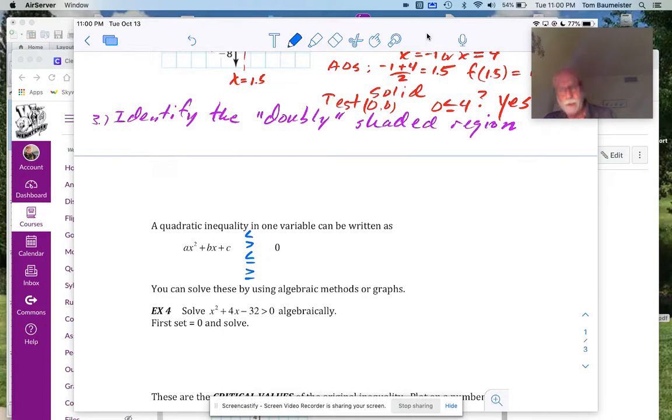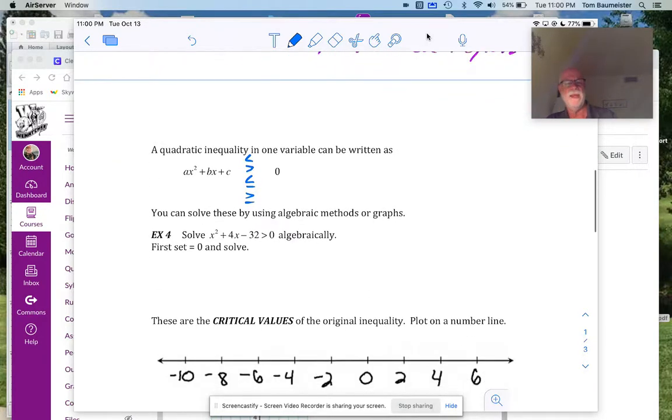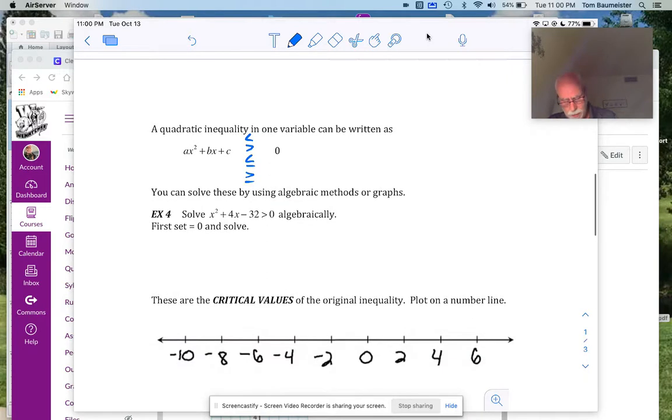So I'm going to show you how to do it algebraically. It's basically the same kind of thing as when you do a graph, except you'd actually see a parabola. So example 4: solve x squared plus 4x minus 32 is greater than 0 algebraically. First, you're going to set it equal to 0 and solve. So we're going to have x squared plus 4x minus 32 is equal to 0.